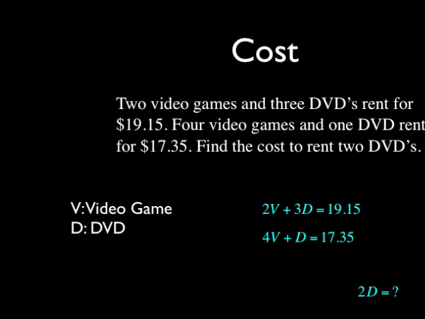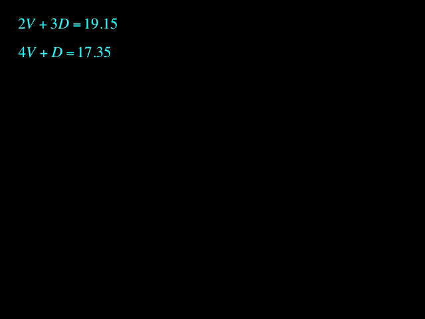So here's my system of equations. I could do elimination or substitution. If I did elimination, really I could go either way. I could multiply the top equation by -2. That would let me eliminate the V's. Or I could multiply the bottom equation by -3. That would let me eliminate the D's. But just to mix things up, let's do this one with substitution. What variable would I solve for and why?